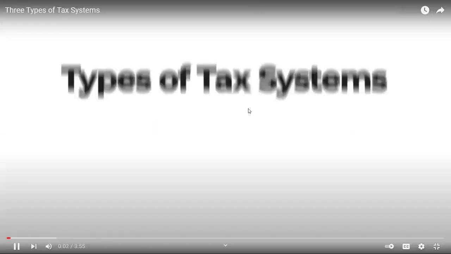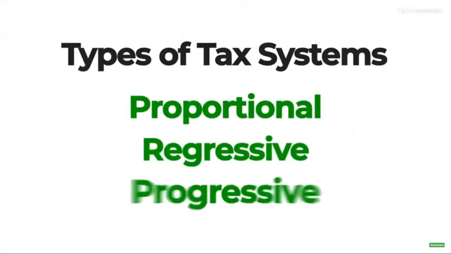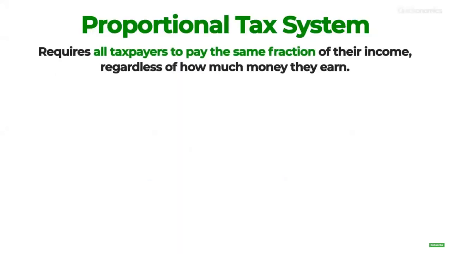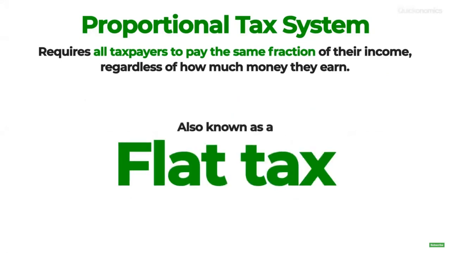Important types of tax systems are proportional, regressive, and progressive tax systems. The main difference between them is how the tax rate changes in relation to the income of the taxpayer. Let's start with the proportional tax system. Proportional taxes require all taxpayers to pay the same fraction of their income regardless of how much money they earn. That means the tax rate doesn't change as the income increases or decreases. Therefore, this system is also commonly referred to as a flat tax.